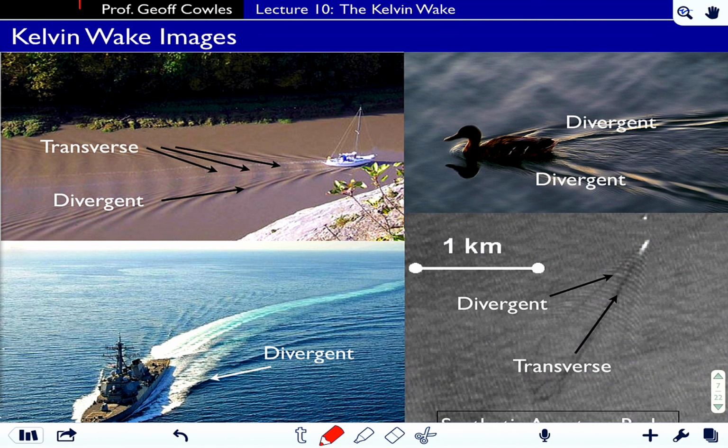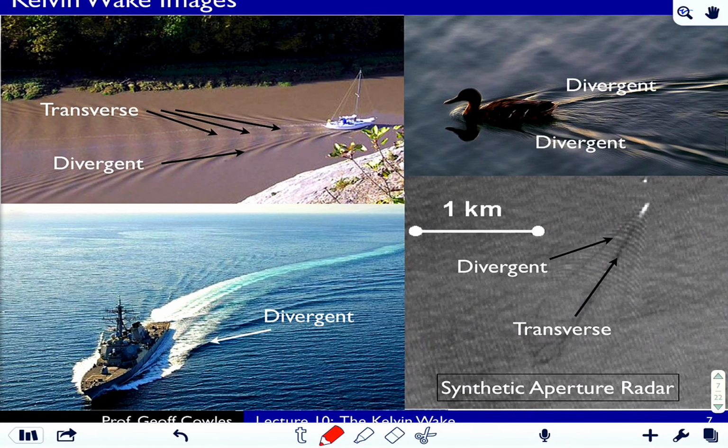a dock, a frigate, a synthetic aperture radar image of a Kelvin wake of some ship moving somewhere. You can clearly distinguish in there the transverse waves. It's actually a beautiful image. And of course there are a lot of studies, and I asked you to do this in your homework, of processing an image like that to determine a ship speed.